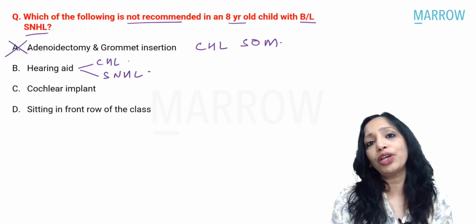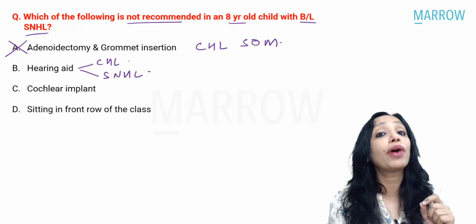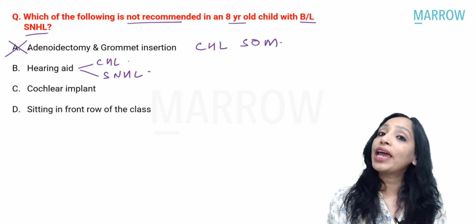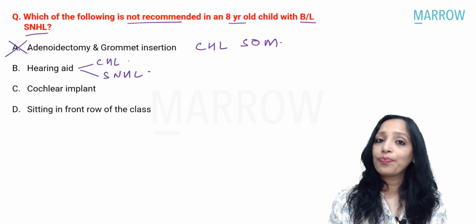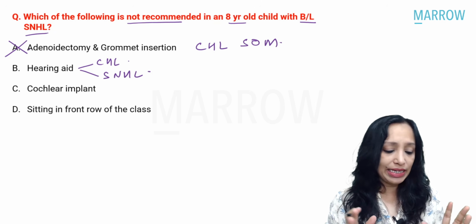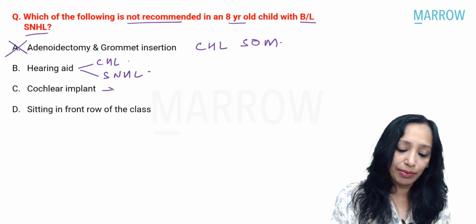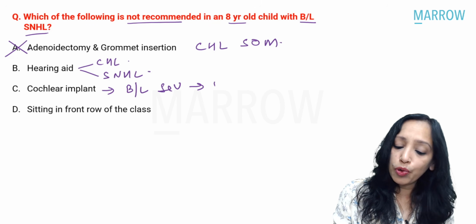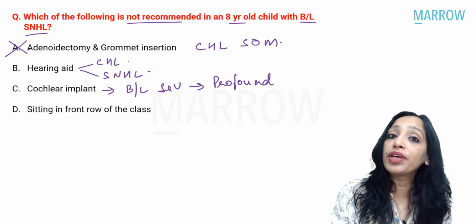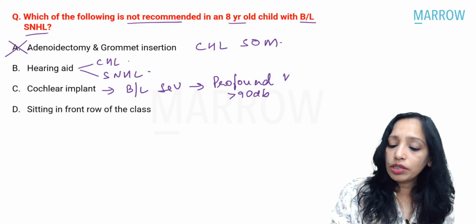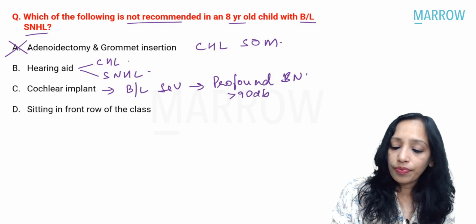Now, one limitation of the hearing aid is that hearing aids do not function well if the hearing loss is too much, if it is more than 80 decibel. So in patients who have bilateral severe to profound sensorineural hearing loss, in these cases we go for cochlear implant. So cochlear implant is for bilateral severe to profound loss. How much is profound hearing loss? Profound hearing loss is more than 90 decibel. Yes, severe to profound sensorineural hearing loss.